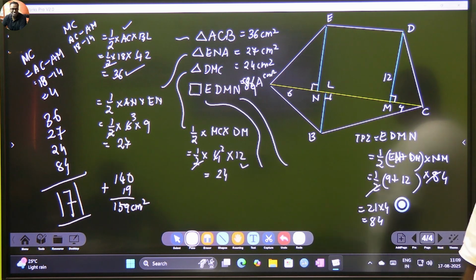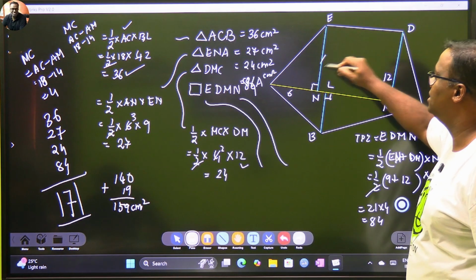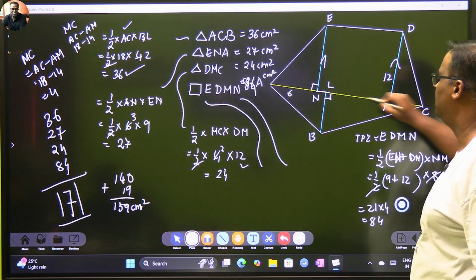The figure was given, I thought the figure was not given. This trapezium, these are the parallel sides, and this is the perpendicular.